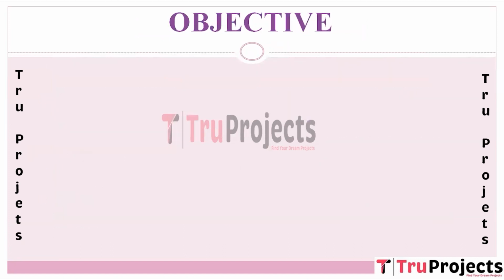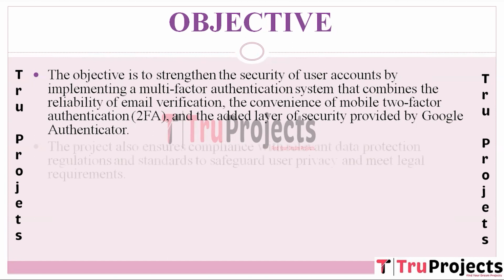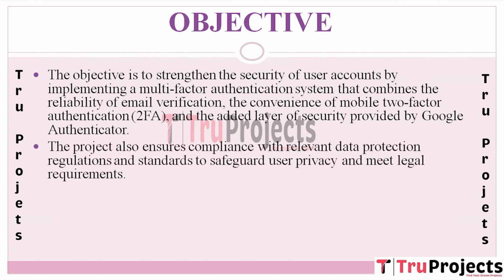Objective. The main objective of a web-based application to incorporate email, mobile and Google Authenticator for authentication is to establish a robust and secure user authentication system that minimizes the risk of unauthorized access and enhances user trust. The project strengthens the security of user accounts by implementing a multi-factor authentication system that combines the reliability of email verification, the convenience of mobile two-factor authentication, and the added layer of security provided by Google Authenticator.